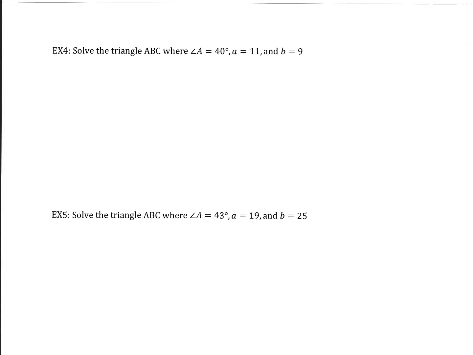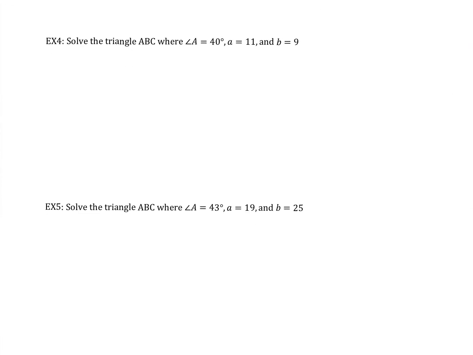Let's take a look at example 4. Solve the triangle ABC, where angle A is 40 degrees, a equals 11, and b equals 9. So first things first, let's go ahead and draw this to see what we have. We have a triangle ABC. So if I draw in a triangle, I'll go A, B, and C.